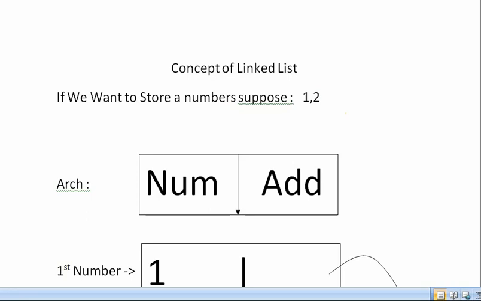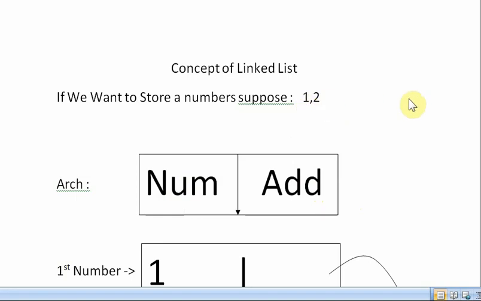First, we will look at the architecture of the linked list. If I divide a node into two subparts, the first part is the number column and the second part is the address column. In the number column we store our data, and in the address column we store the address of the next node. So we divided the node into two subparts: the first contains the number and the second contains the address of the next node.